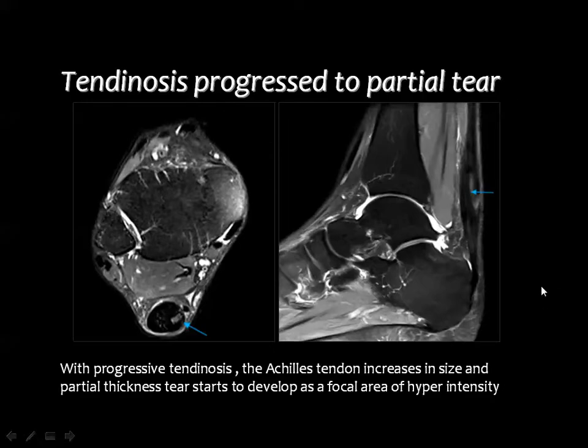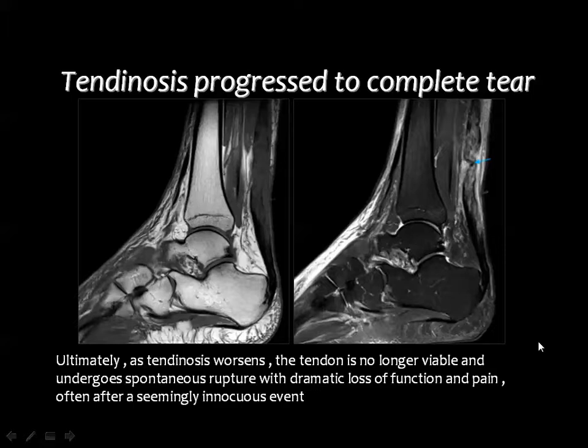Then how can you differentiate between partial tear and the tendinosis? The signal of the tendinosis is faint intermediate, but the signal of tear is bright, similar to fluid. Then if you see that the Achilles tendon is focally enlarged with some faint intermediate signals within, this is tendinosis. But if you see bright signal, similar to the fluid, this is partial tear. And this is tendinosis that has progressed to complete tear.